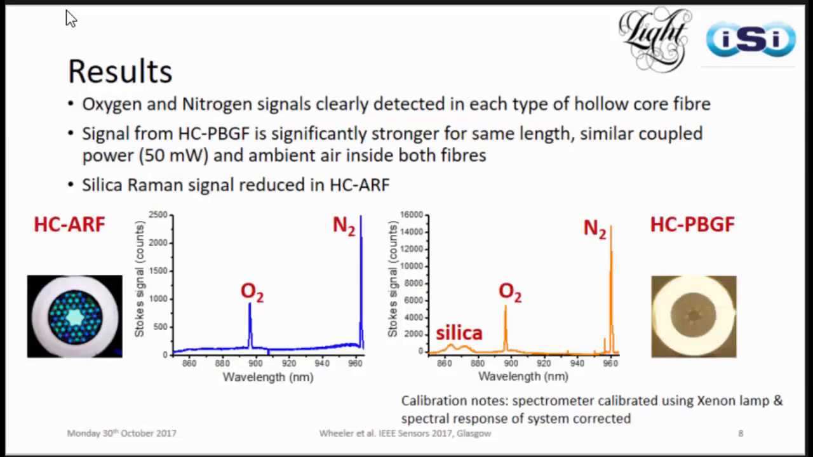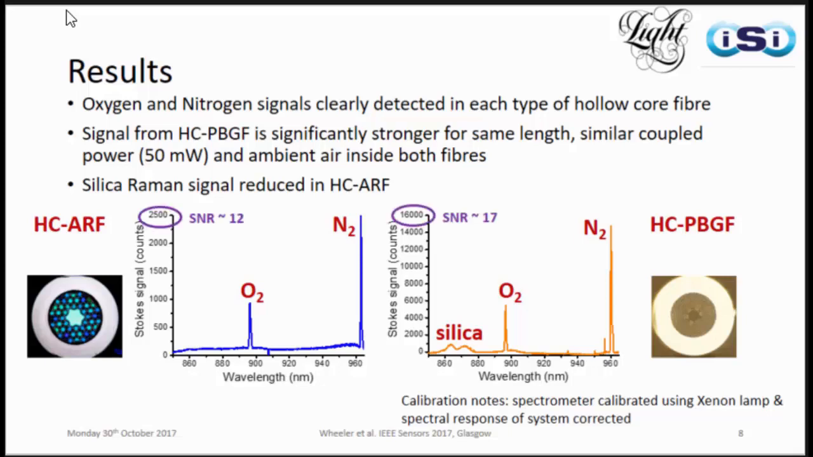So here's the first results. On the left, we have the results for the hollow core anti-resonant fibre, and on the right for the bandgap fibre. We can see from both sets of data here that we clearly pick up the oxygen and the nitrogen Raman Stokes signals. However, we get much stronger signal actually from the bandgap fibre. So this is with exactly the same fibre length. In this case, a similar coupled power of around 50 milliwatts and ambient air inside both the fibres.